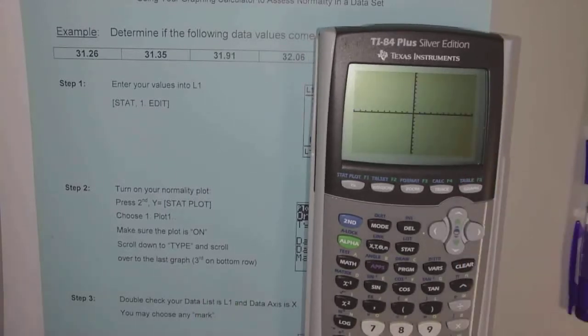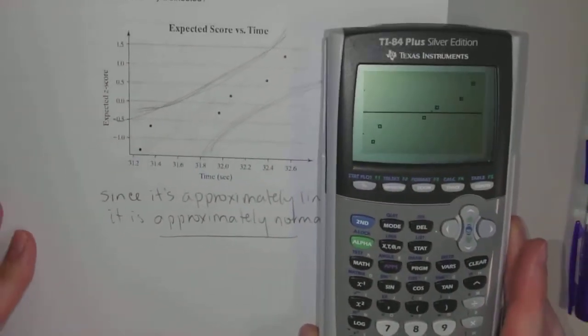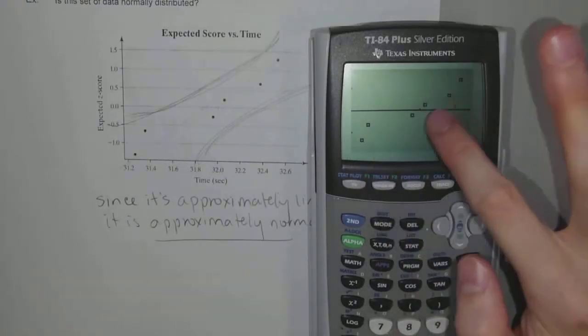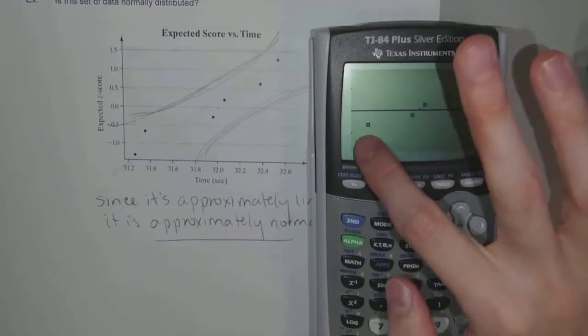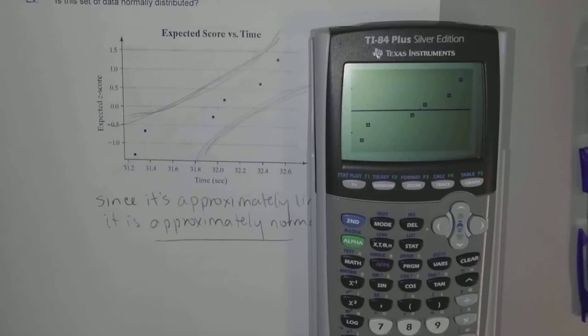I hit graph and I don't see anything. But if you hit zoom 9, you should see it. Notice that's that exact same graph that we had on here. Guys, honestly, it's not that big of a deal. I think on your homework, I don't know how many of these you have, but once you graph it, if it follows a general line, that guy's a little far out, but everything else follows that general line. Since it's approximately linear, you would say yes, it's approximately normal.